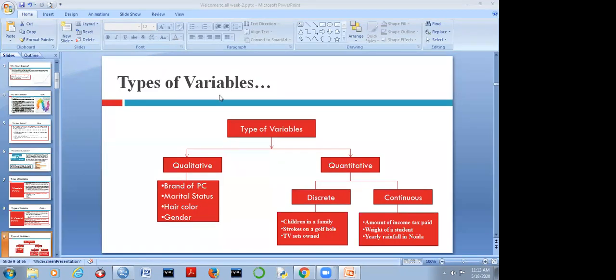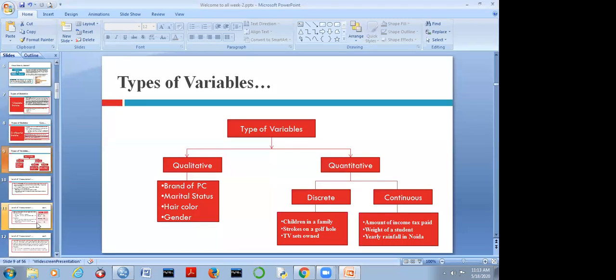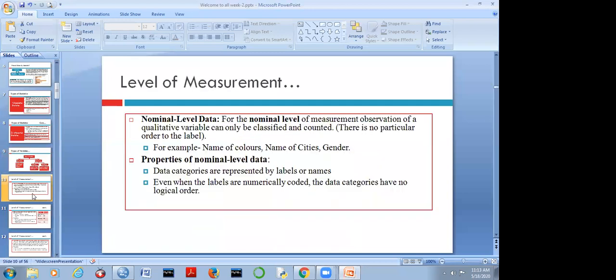Any doubt in types of variables? No, ma'am. Okay. Shall I proceed? Yes, ma'am. Okay. Now, a very important part.